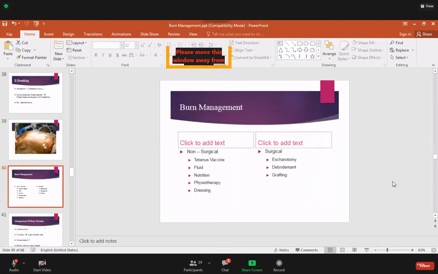Okay, if we talk about the non-surgical management of burns, for a patient who presents to you with burn injuries, you have to give them tetanus toxoid vaccine. You have to take care of the fluid. You have to give them nutrition. You have to provide them physiotherapy for the burn injuries and dressing for the wounds.